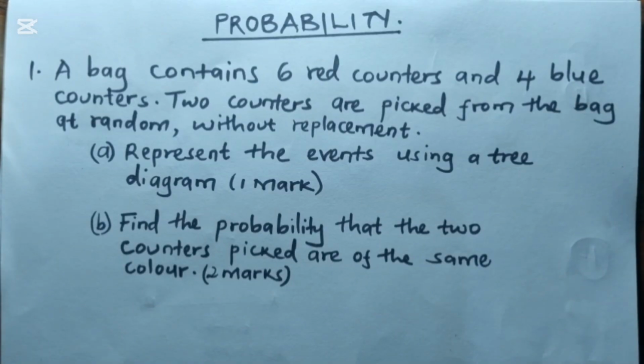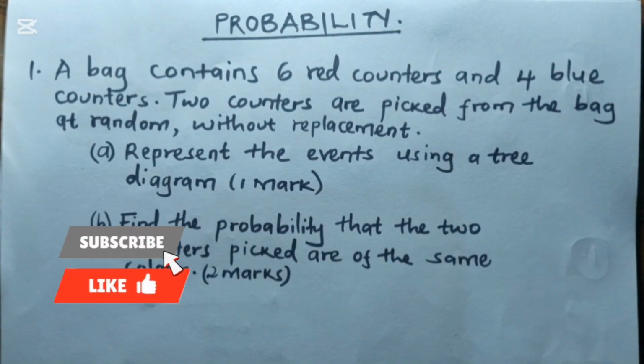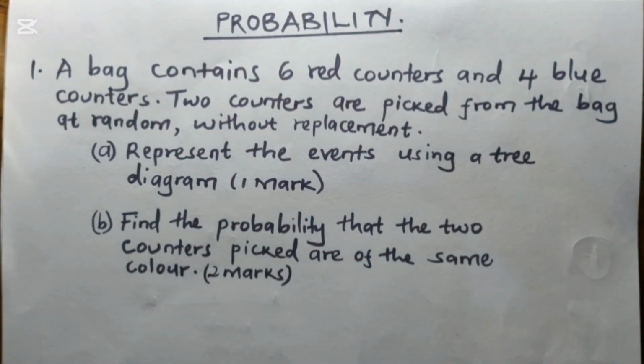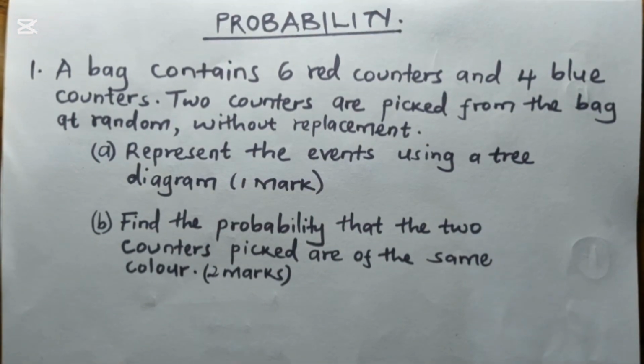A bag contains 6 red counters and 4 blue counters. 2 counters are picked from the bag at random without replacement. A. Represent the events using a tree diagram. 1 mark. Then part B of the question, we are required to find the probability that the 2 counters picked are of the same color.